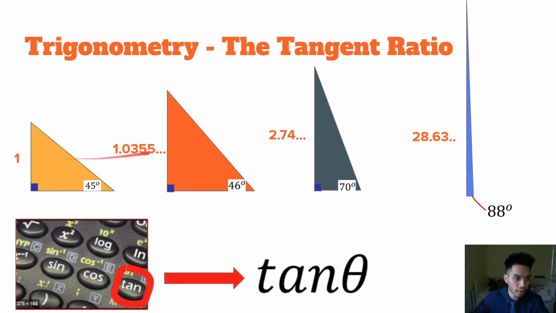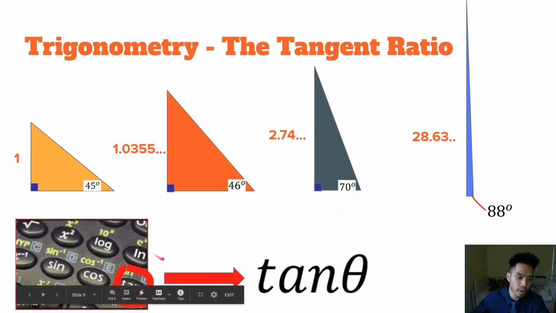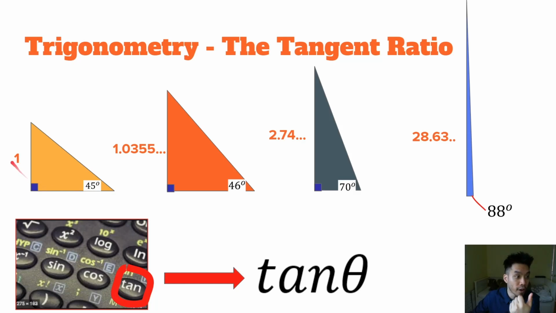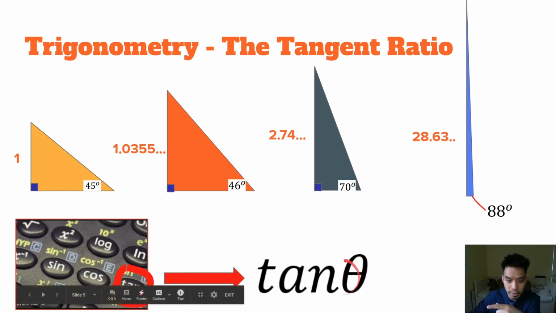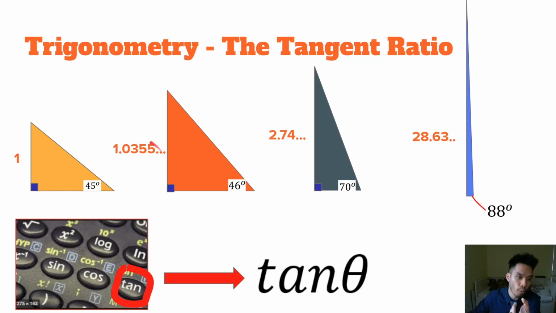So how am I getting all these numbers? I'm getting all these numbers through the calculator button called tan. So what I want you to do right now is to actually type in tan 45. If you type in tan 45, it's going to give you 1. If you type in tan, click this button, tan, and the focus angle, 46, which is what this data is asking for, so tan 46, it'll tell you that the opposite is 1.0355 times bigger. And if you put in 70 degrees, it'll tell you 2.74, and tan 88 will tell you 28.63.